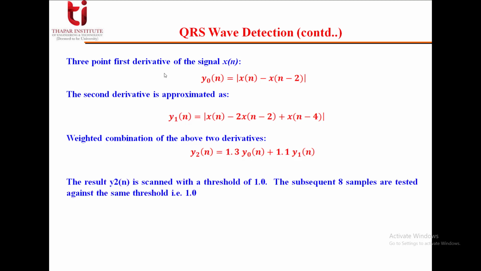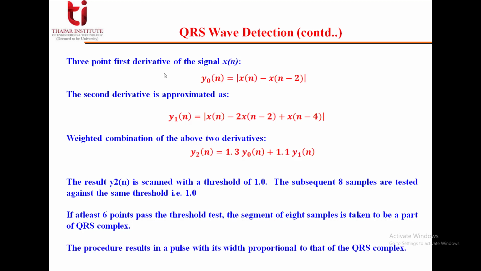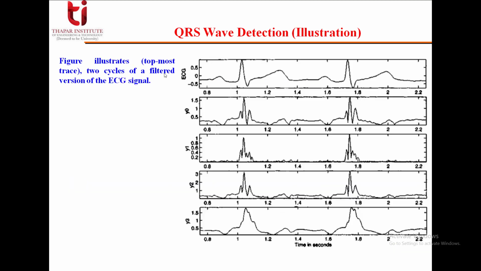This result y2(n) is scanned with a threshold of 1, and the subsequent 8 samples are tested against the same threshold, that is 1. If at least 6 points pass this threshold test, the segment of 8 samples is taken to be a part of the QRS complex. So this procedure results in a pulse with its width proportional to that of the QRS complex.